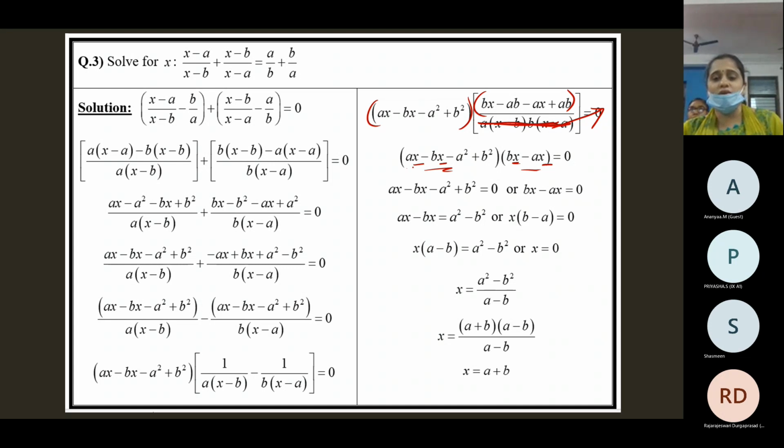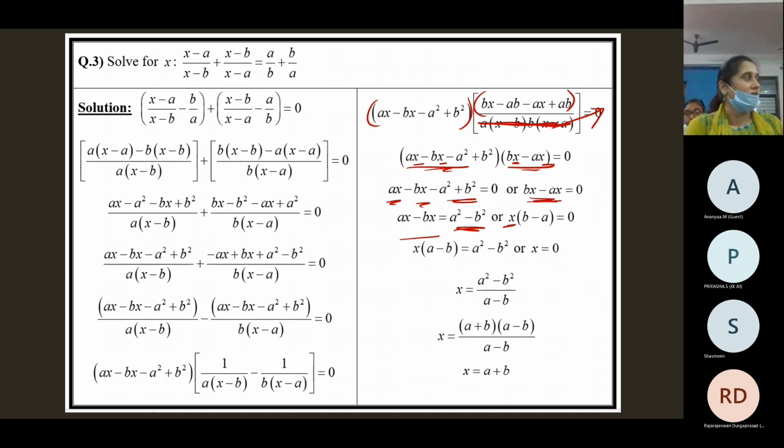So equate this one to 0, equate this one to 0, and you're finding x. So push all the terms that do not have x to the other side. So this one, ax and bx, here ax minus bx, push these two terms to the other side because we're solving for x. And here also, both the terms have x. So take out x common. When two terms have x, there should be only one x, no?